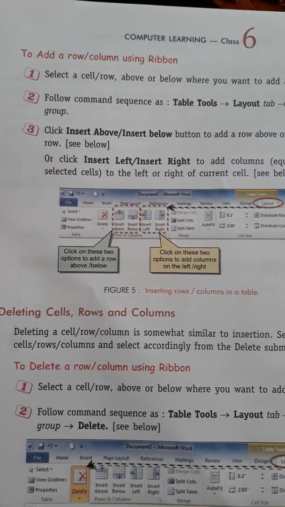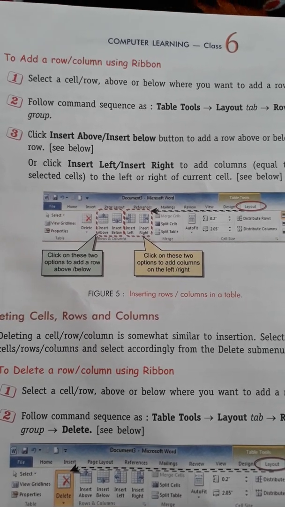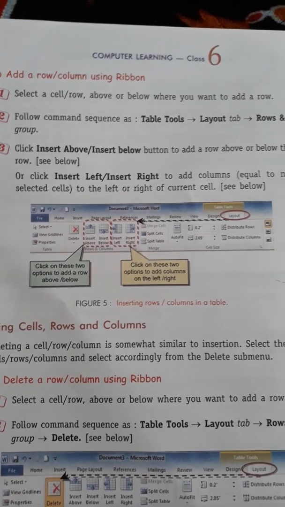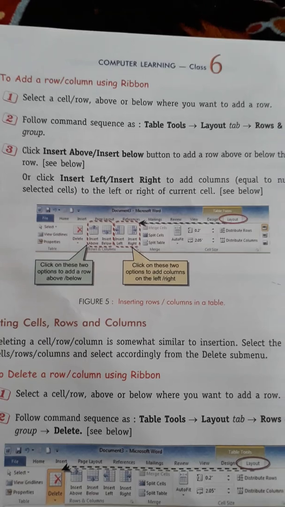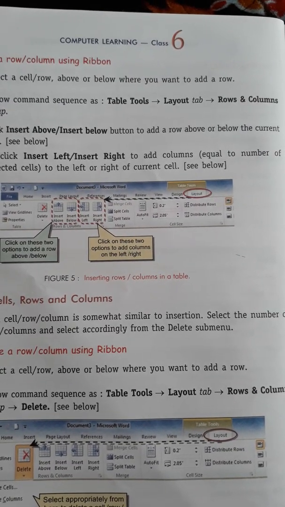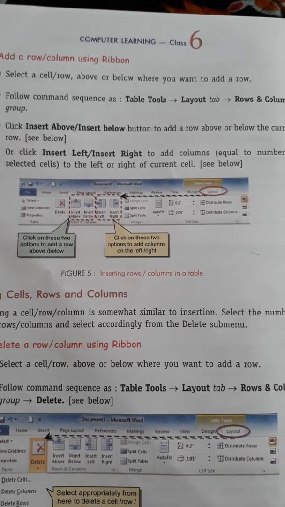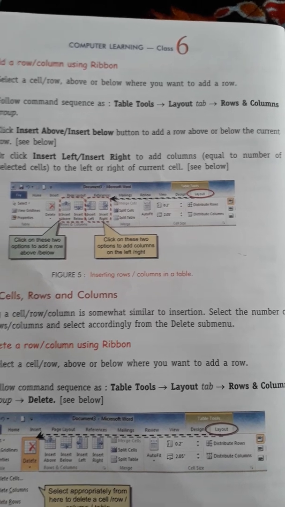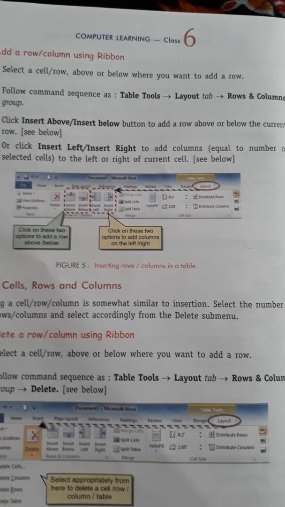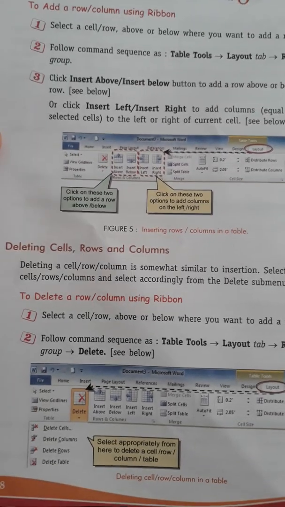To add a row or column using the ribbon, we can use the ribbon also. On the screen, for adding a row and column, select a cell, row above or below where you want to add a row. Follow the command sequence as Table Tools, Layout tab, Rows and Columns group. Click Insert Above or Insert Below to add a row above or below the current row. Or click Insert Left or Insert Right to add columns to the left or right of the current cell.